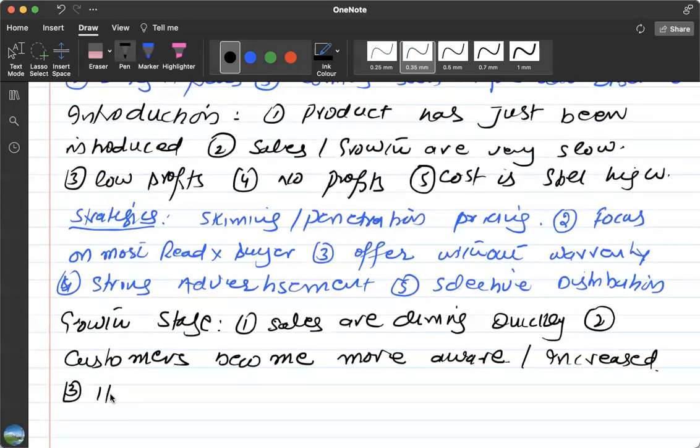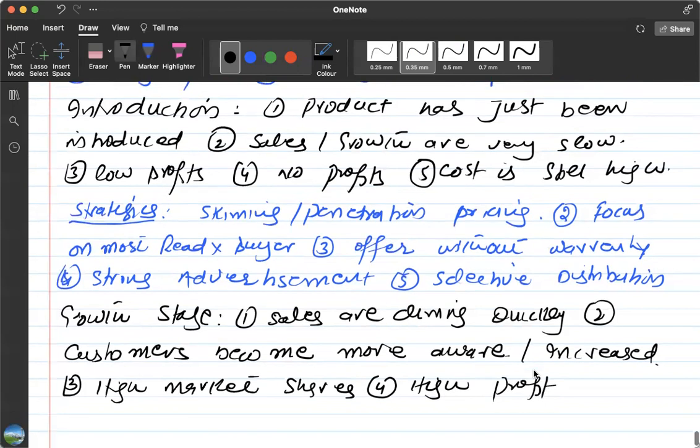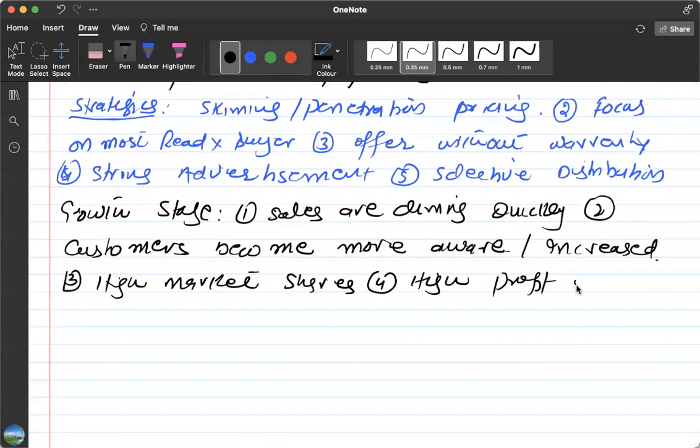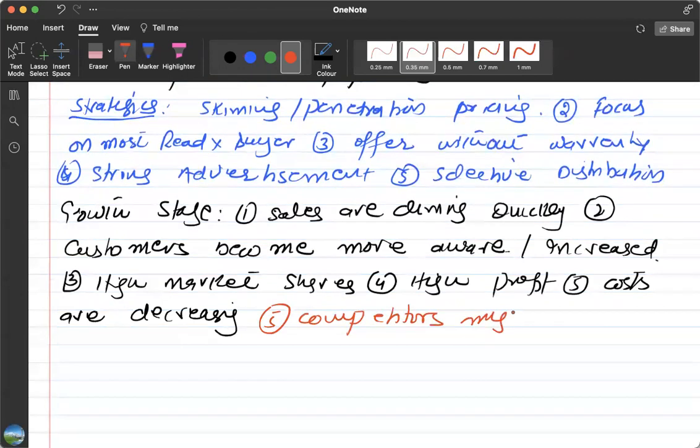High market share, because if no competitor has emerged, we are the only one. And high profit too, because we are the only one selling. We can sell at our own price. Costs are decreasing because of the economies of scale. Here at this point, the competitors might emerge. They can identify that we are selling a very profitable product.